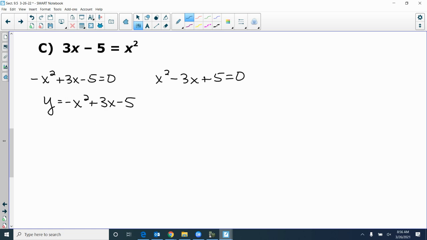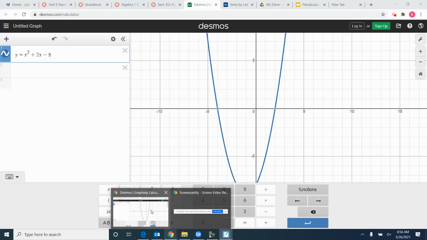And then did anybody move the other two over, keep the x squared positive? No. All right, I'll just show you the difference so that you would have y equals x squared minus 3x plus 5. All right, so we go to Desmos. Let me see if I can do this.